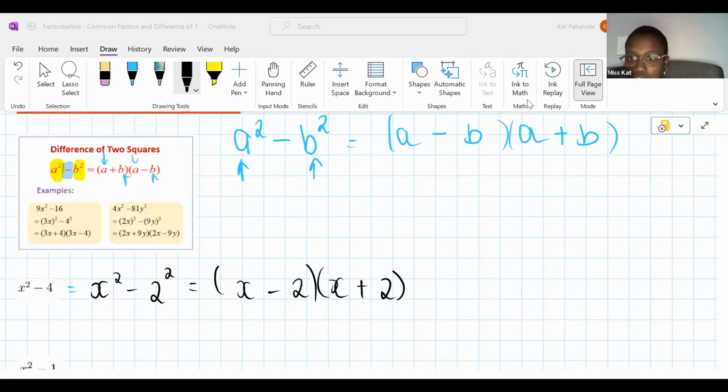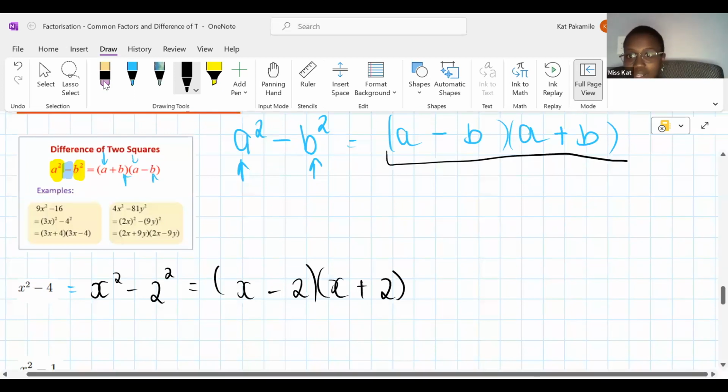Amara, do you have a question? Hello, ma'am. Ma'am, I wanted to say, isn't when it's in brackets, it's basically like conjugates? Like conjugate pairs, basically, yes. Yes, that's exactly what it is.